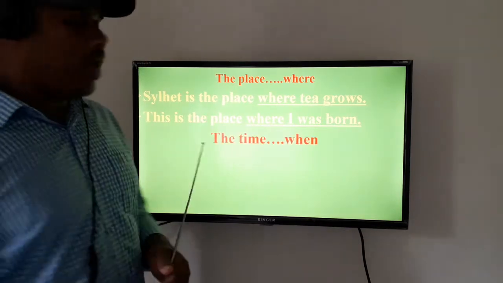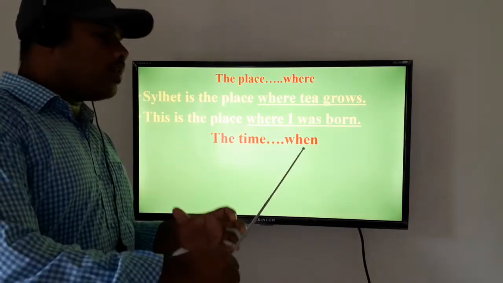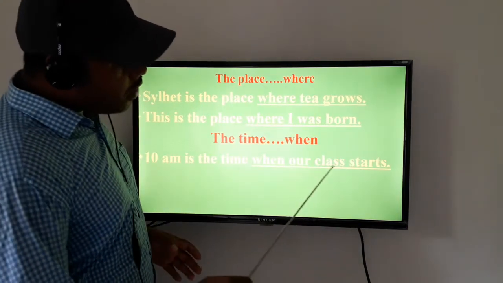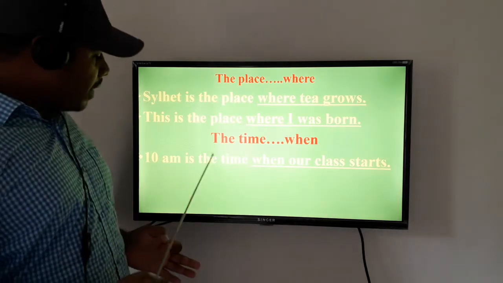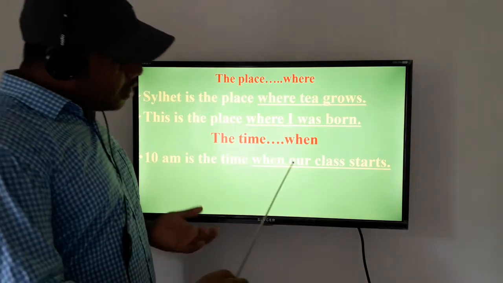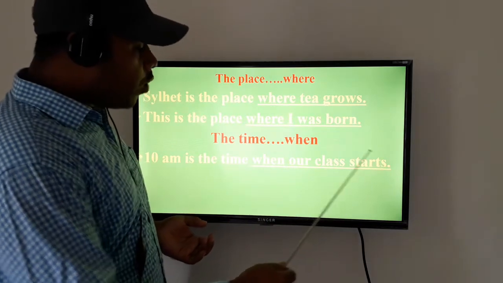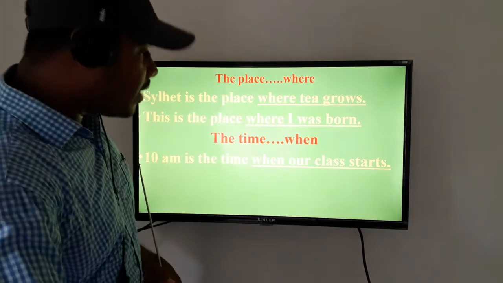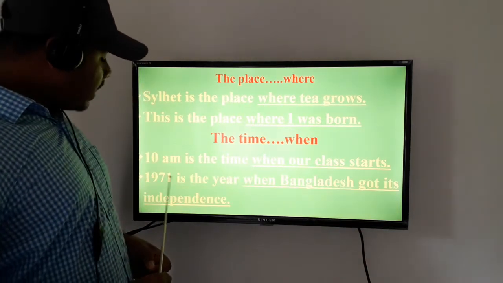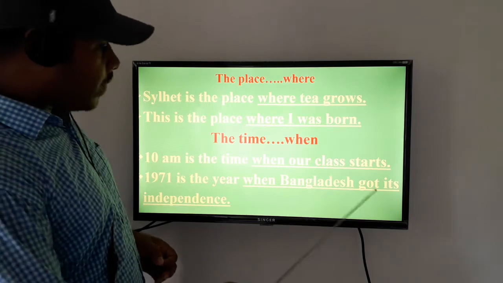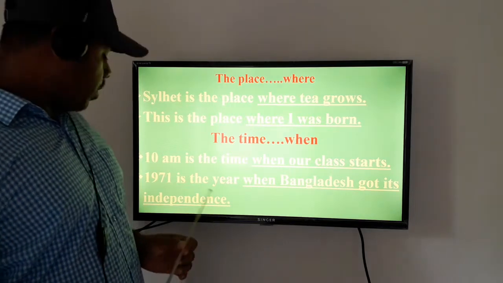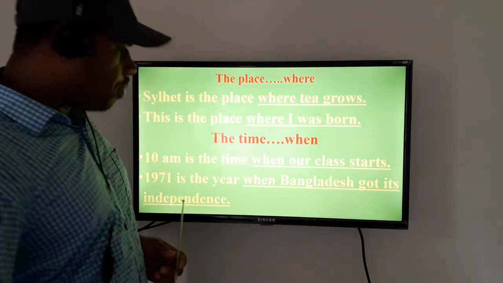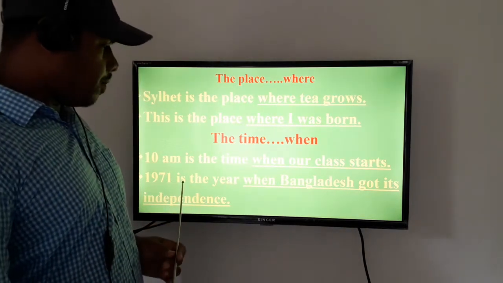Next, the time when. Dear students, the time is related with when. So here are examples. 10 a.m. is the time when our class starts. Have a look. 10 a.m. is the time, I mean present tense. Then we use when, and then you need another clause, I mean another sentence: our class starts. All right. So 1971 is the year when Bangladesh got its independence. When we indicate 1971, then we have to bring when, and then you have to put another sentence which is related.